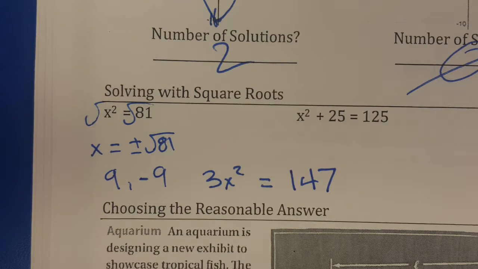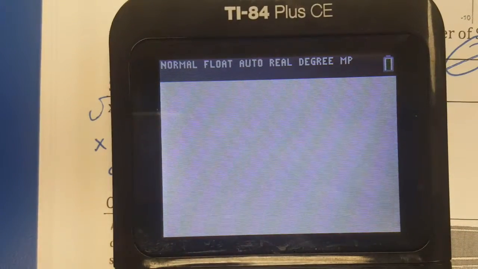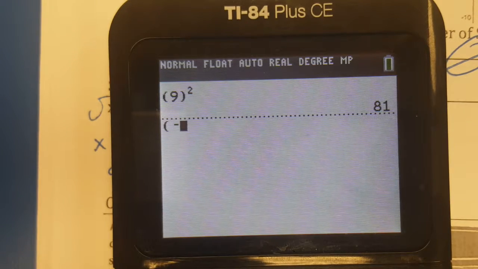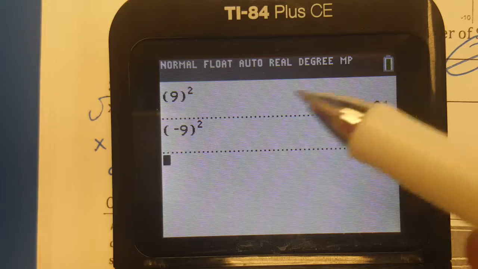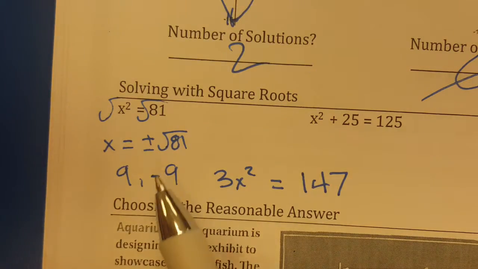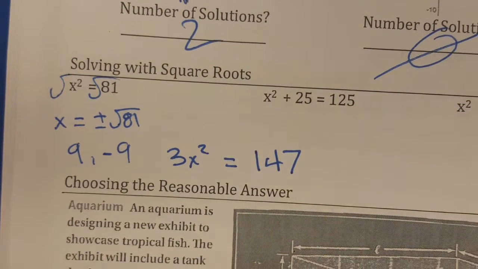Okay, if you don't believe me, take a look at the calculator right here. Which two numbers squared make 81? Well, 9 squared makes 81. Negative 9 squared also makes 81. So you're going to get two answers for your square roots today. So make sure you do plus and minus. Again, I can't stress this enough. Plus and minus. Take 5 seconds to write it out, and then you're going to be good to go.